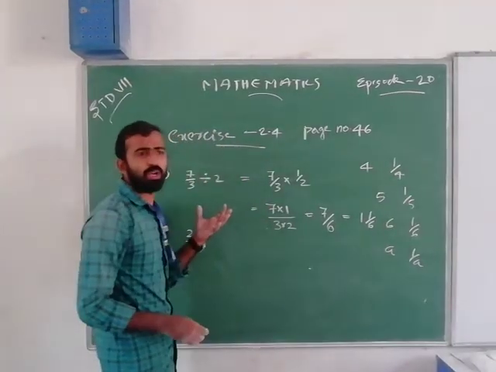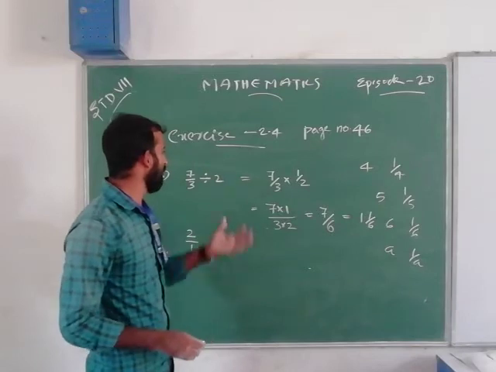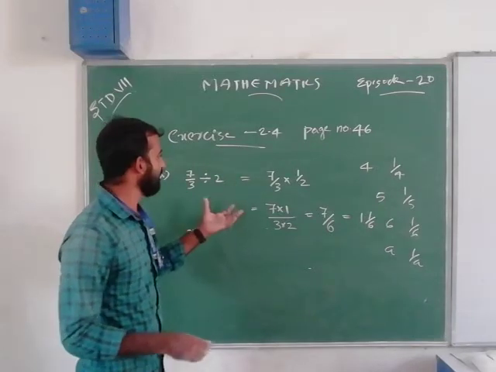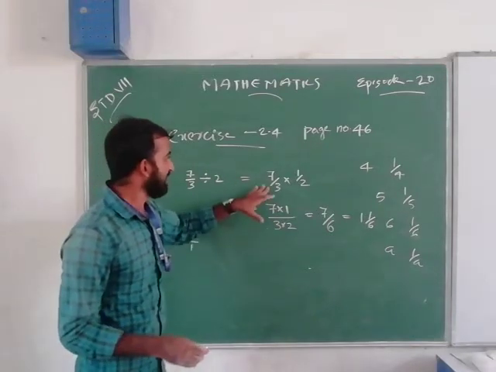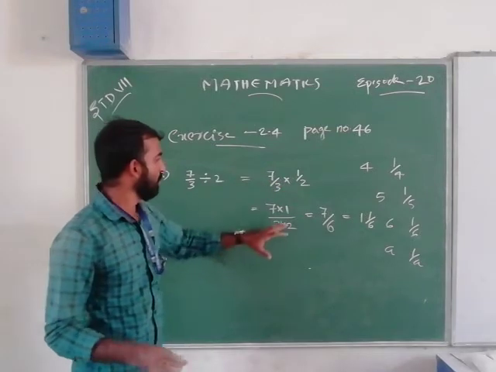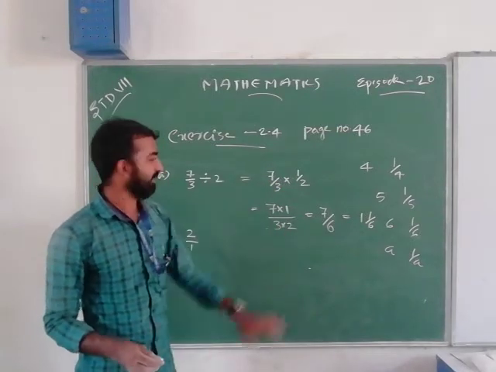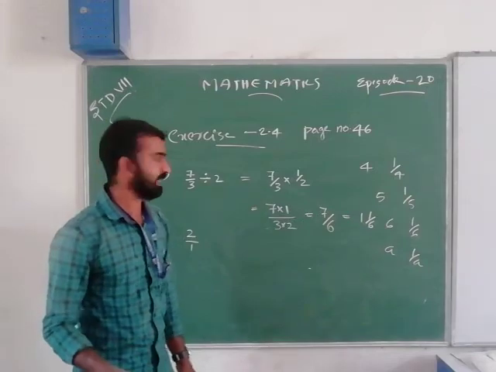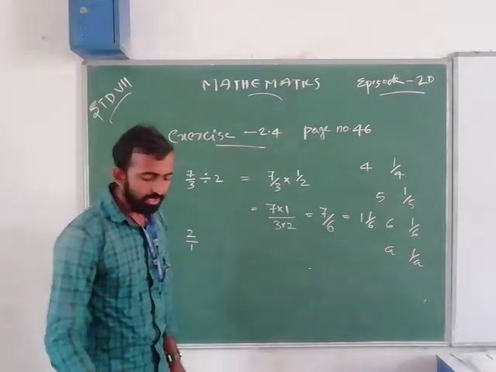Here, 2 is a whole number, and when we take the reciprocal of 2, we get 1 by 2. That is 7 by 3 into 1 by 2. We get 7 by 6. Is it? Yes.